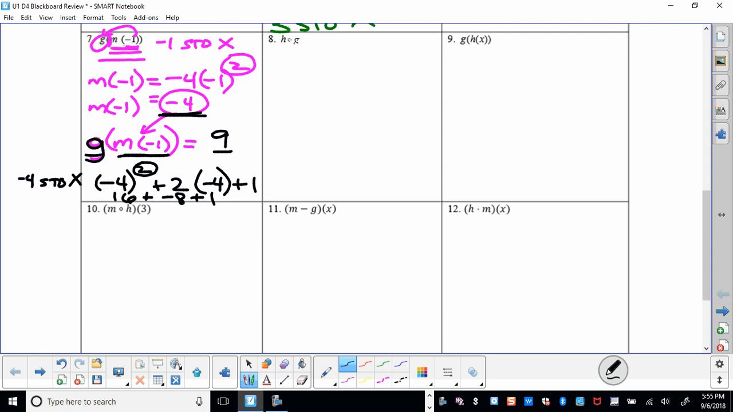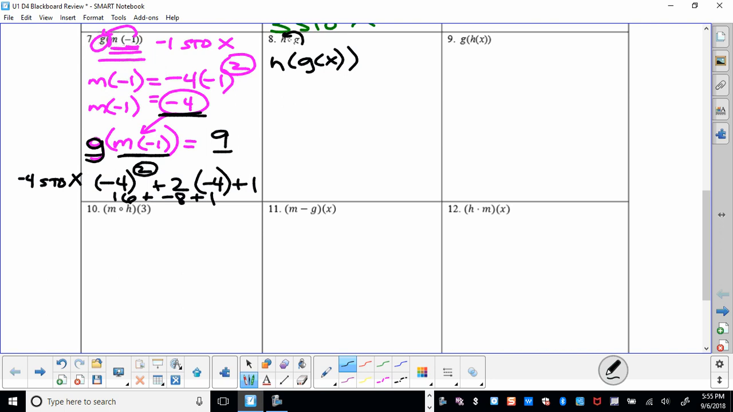So now this is H of G. That means G goes into H. This is the one time when you're doing composite functions where you go right to left. Always when you're doing everything else, you go left to right. But with composite functions, you start at the right, and that is the function that goes into the left. So we're going to put G into H, so I'm going to put G inside of H.